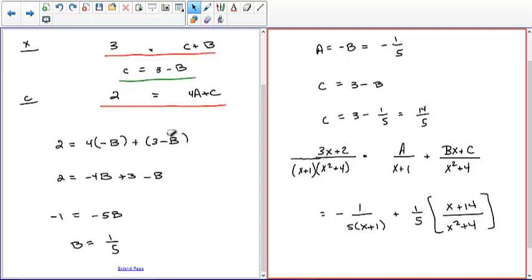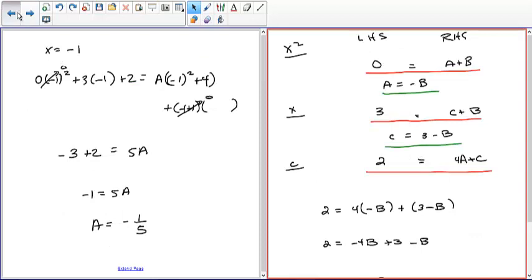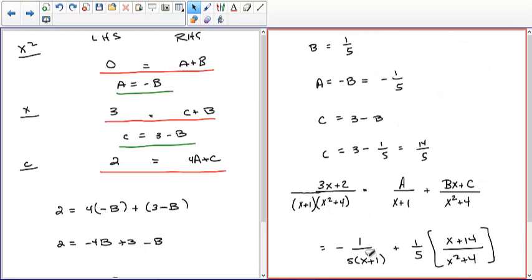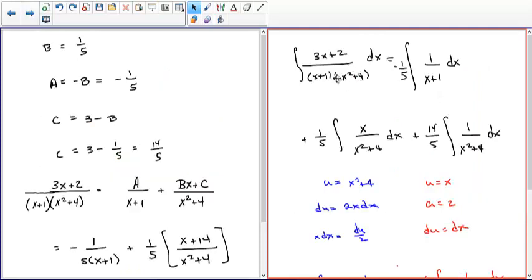So if I want to integrate my original expression, it's the same as integrating this expression. So let's do that. So the integral of 3x plus 2 over x plus 1 times x squared plus 4 dx is this. So you factor out the negative 1/5. That leaves 1 over x plus 1 dx. Then we take this part, x over x squared plus 4, so you get 1/5 x over x squared plus 4 dx, so that's the first part, and then you have the second part, so you factor out the 14/5 divided by x squared plus 4.